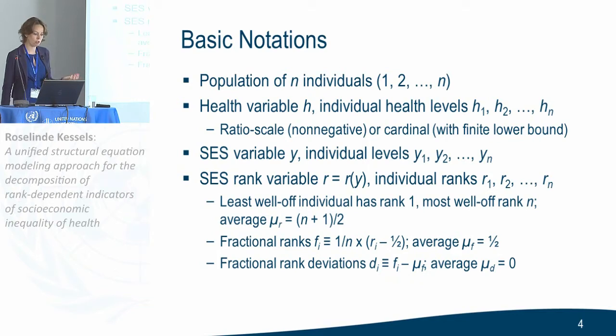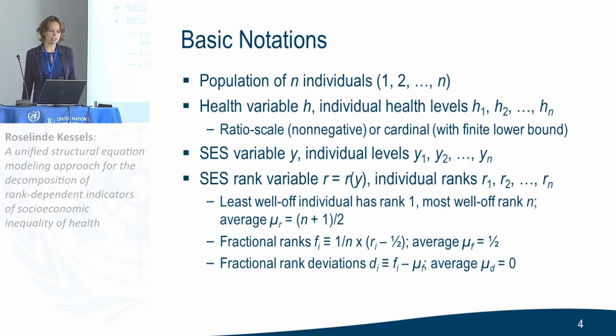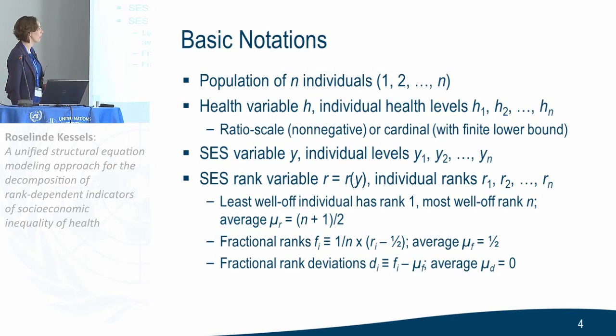I will shortly introduce them to you. Okay, for that we need some notation, some machinery. First of all, we consider a population of n individuals ranked from 1 up till n. And then we have a health variable h with individual health levels. This health variable is a non-negative ratio scale variable, or a cardinal variable.